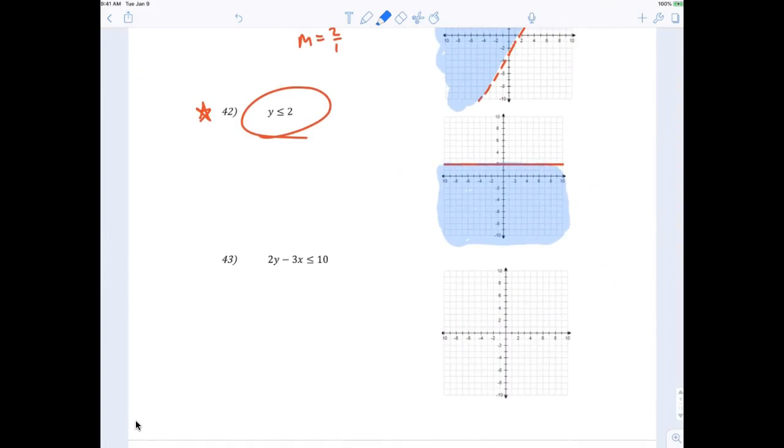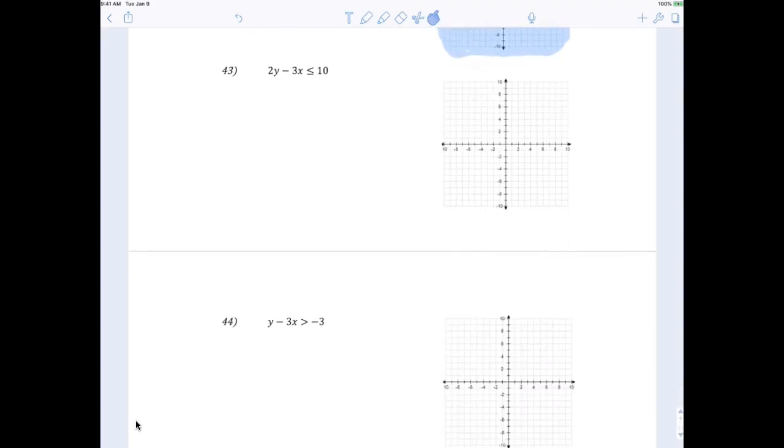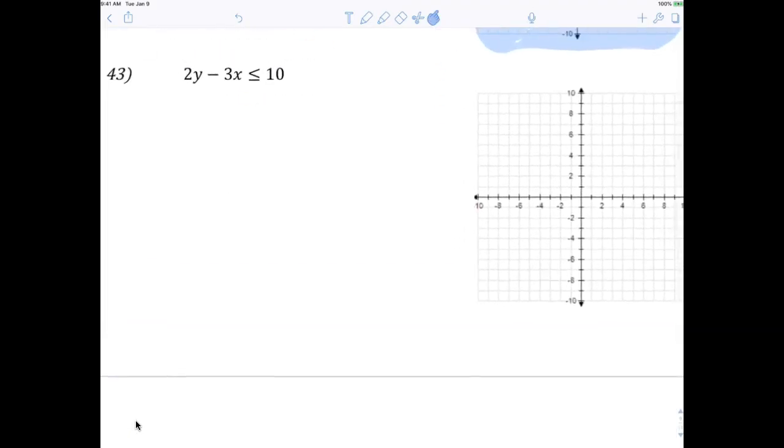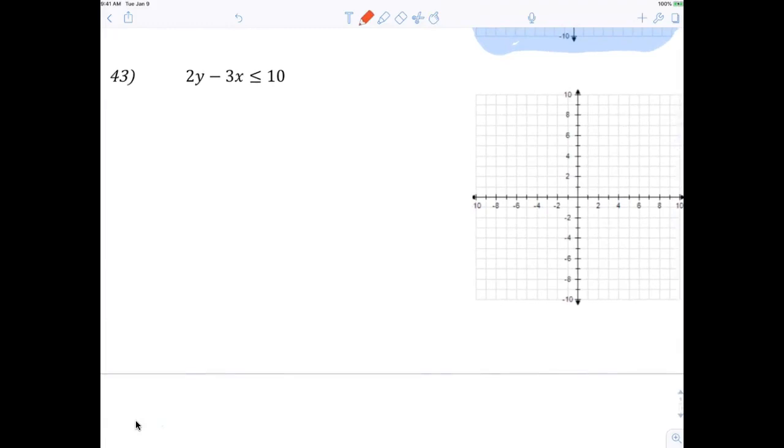All right, now this one's just annoying because it's got a couple steps to it. So here we go. We have to solve for y. So I have to add 3x to both sides. 2y is less than or equal to 3x plus 10. Now I have to do what? Divide by 2. So y is less than or equal to 3/2 x plus 5.